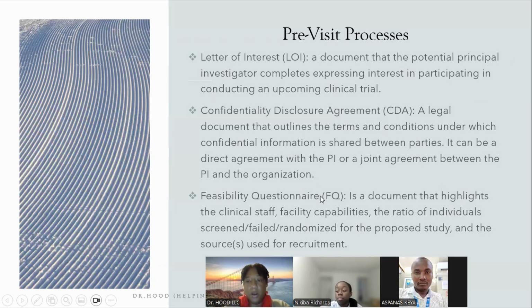They also want to know the ratio of individuals screened, failed, to randomized. Some trials are competitive enrollment, where it's first come first serve. Some trials, they say we only want you to do 20, and based on randomizing 20, how many people do you have to screen to get 20? Can you screen 25 and only 5 fail? Would you have to screen 30? Would you have to screen 40 to get to that 20? That is what's discussed in the feasibility questionnaire.